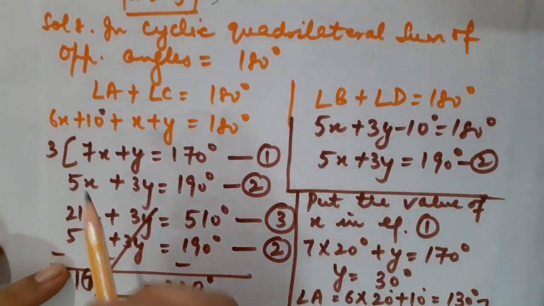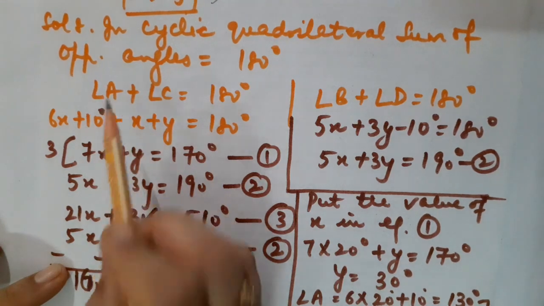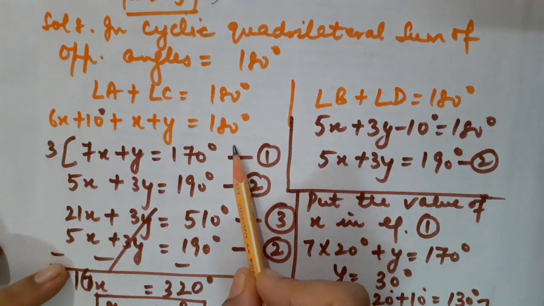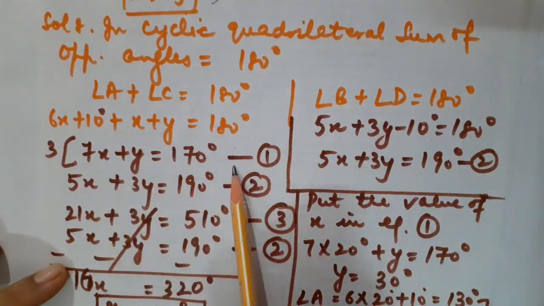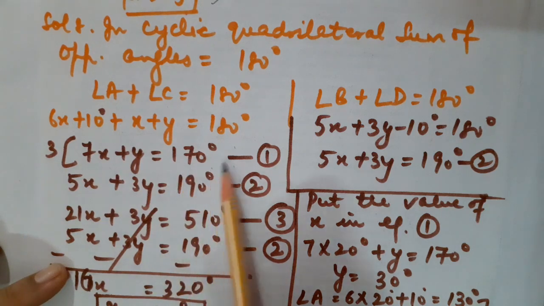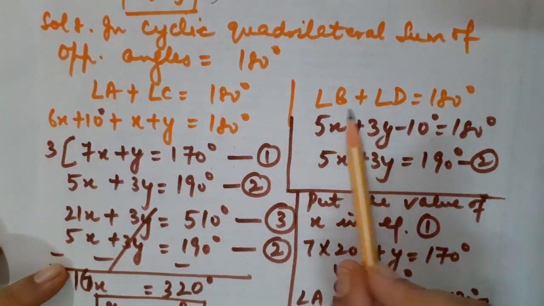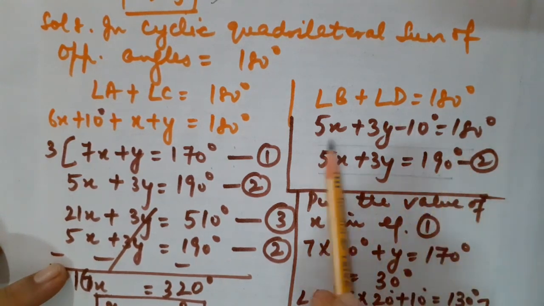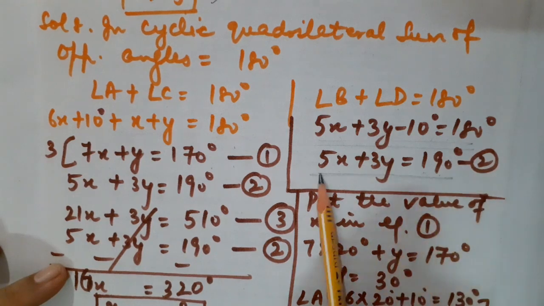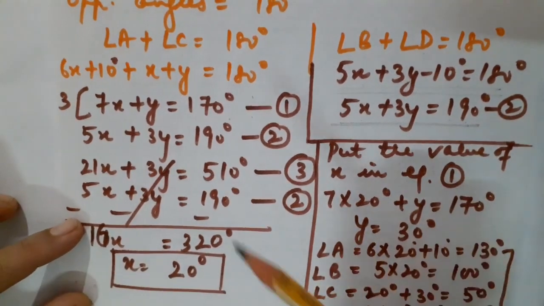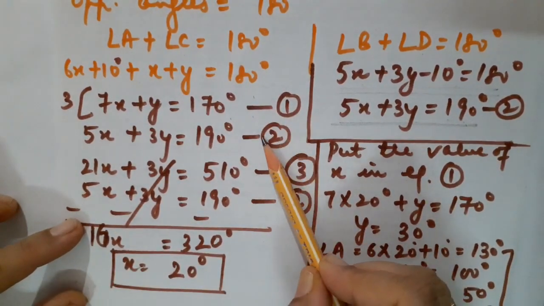So as it is a quadrilateral, angle A must be the opposite angle of angle C. These are the dimensions given of angle A and C. I have put them and I have got 7x plus y is equal to 170. Similarly, angle B and angle D are opposite angles, so their sum will be 180. So after putting these values of B and D and after solving this equation, I have got 5x plus 3y is equal to 190. Correct? So these are two equations.